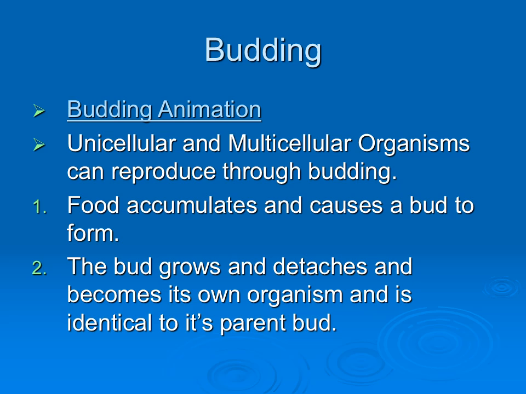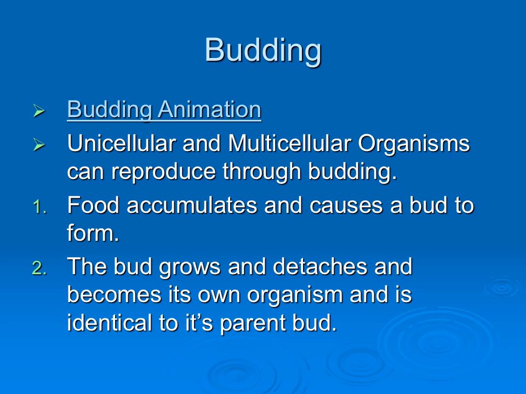Okay, budding. Again, there's an animation for budding that I want you to watch. It's on the website under Cycle 3. Unicellular and multicellular organisms can reproduce through budding. So what happens is food accumulates and causes a bud to form. When so much food has accumulated, the bud gets heavy and it grows and it detaches. It gets so heavy that it breaks off and becomes its own organism and is identical to its parent bud.